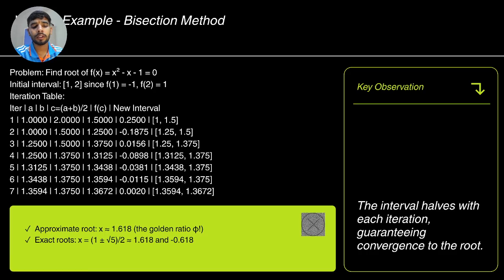Here we find our final value, where f of c is 1.3672, and our f of c is less than our tolerance. So the approximate root is 1.618, the golden ratio, and the exact root is (1 + root 5) / 2, that is 1.618, and the other root is minus 0.618.